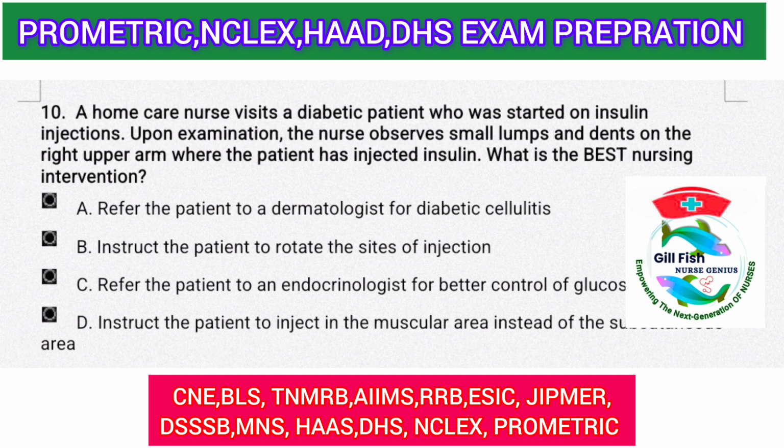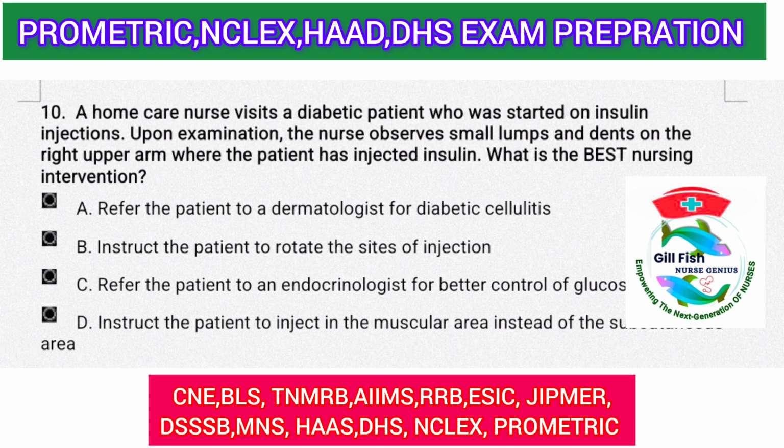A home care nurse visited a diabetic client who was started on insulin injection. Upon examination, the nurse observed a small lump and dent on the right upper arm where the patient has injected insulin. What is the best nursing intervention? Option A, refer the patient to a dermatologist for diabetic cellulitis. Option B, instruct the patient to rotate the site of injection. Option C, refer the patient to an endocrinologist for better control of glucose level. Option D, instruct the patient to inject in the intramuscular area instead of subcutaneous area.